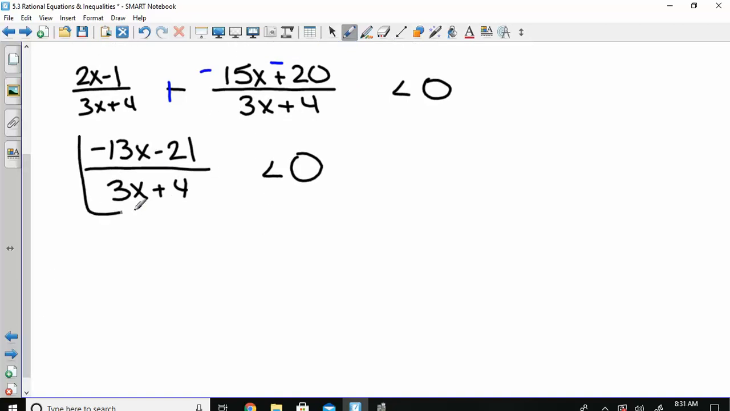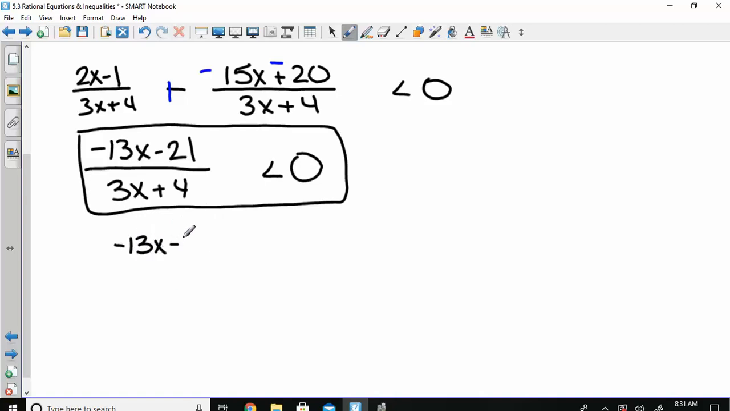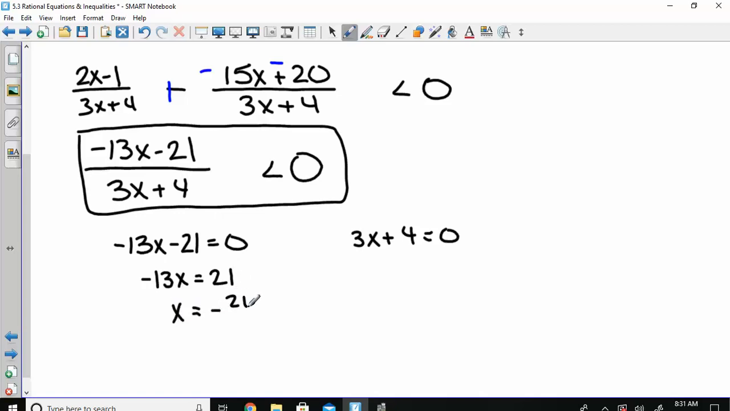This is the setup we want. We've got a fraction, the inequality, and the 0. So now we set top and bottom equal to 0. Add over your 21, divide by negative 13.